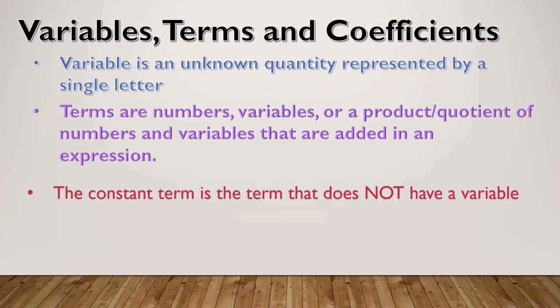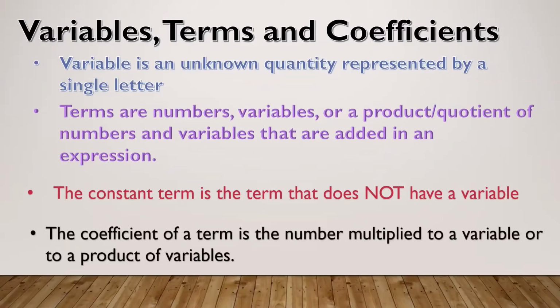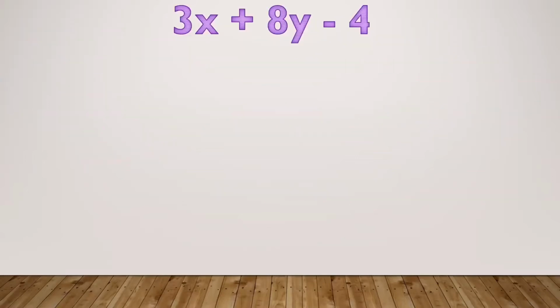A constant is simply a term that does not have a variable part. Last one is a coefficient, and you're going to hear this word a lot. The coefficient of a term is the number that's being multiplied or divided to a variable. Okay? So let's take a look.